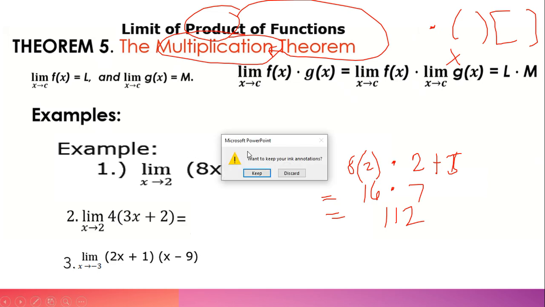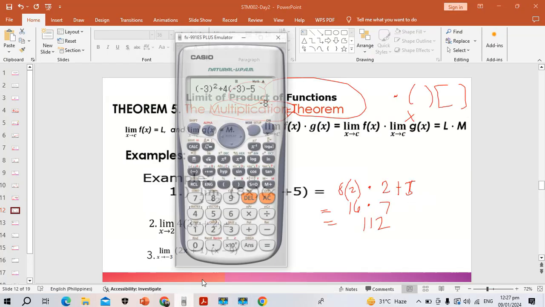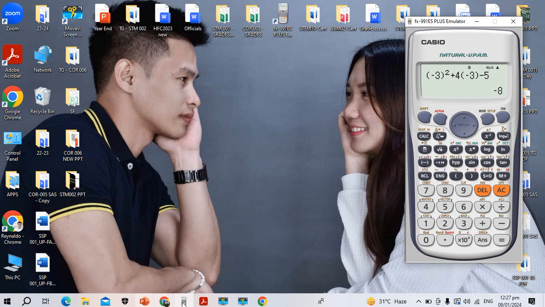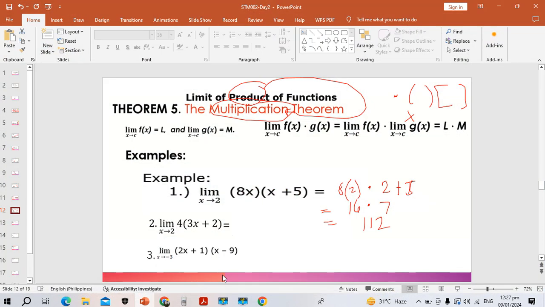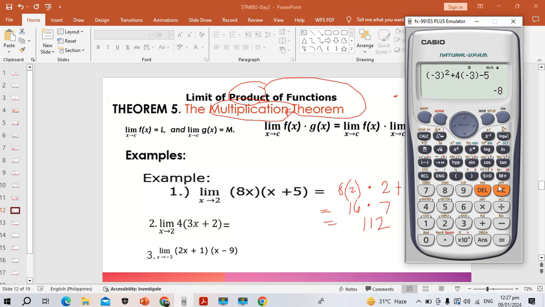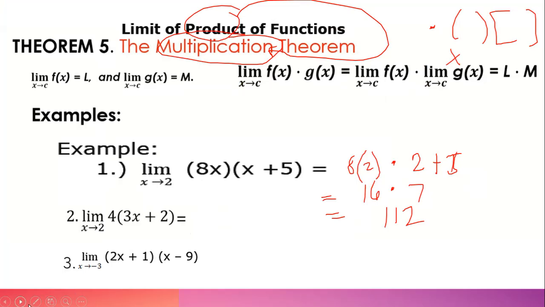Direct na natin na lang. Kasi sa calculator, okay lang naman ito. Kahit anong brand. Calculator na lang natin para mabilis. 4 times 3. Ano yung x natin dyan? 2. Tapos plus 2. Close natin. Yan. So, tama na ba? So, 32 is the answer in number 2. 32 po yung sagot dito sa number 2.